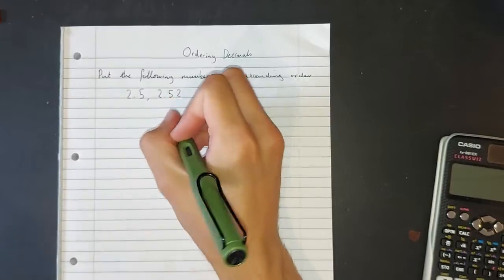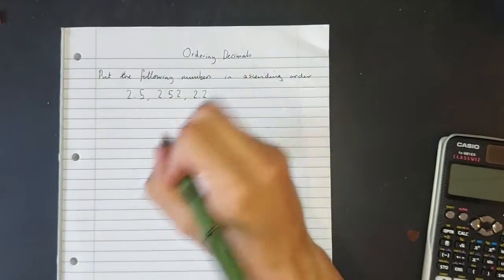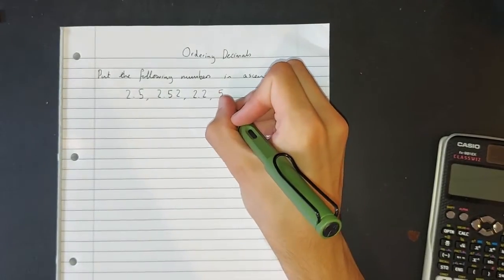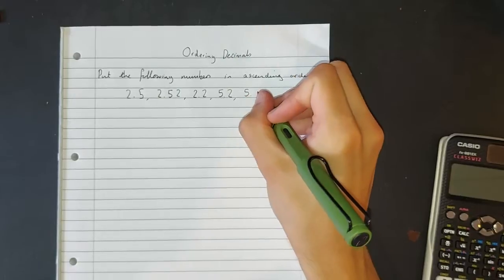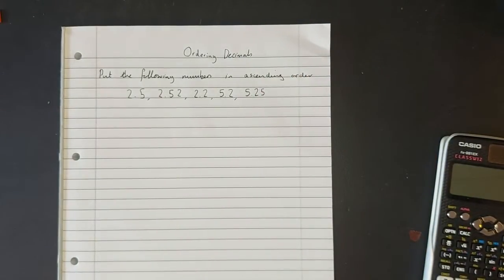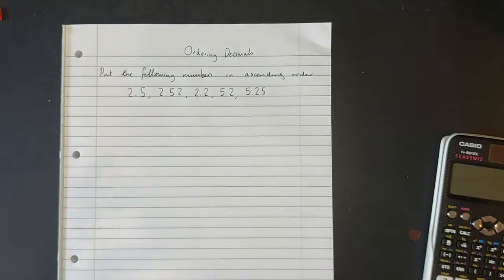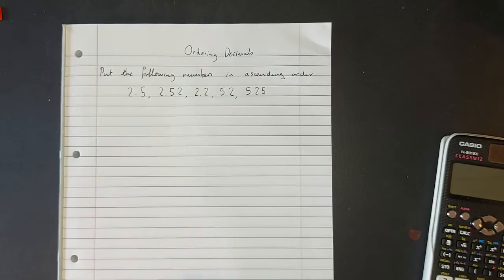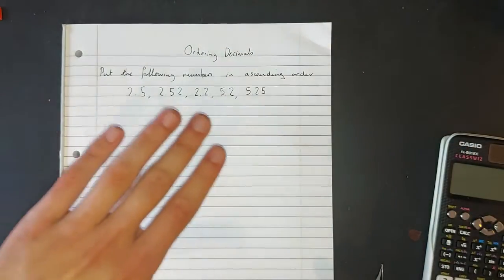2.52, 2.2, 5.2, and 5.25. Okay, so things you've got to understand when you're doing these kinds of problems is place value, what do the digits represent in comparison to the size of the numbers, and also some keywords.